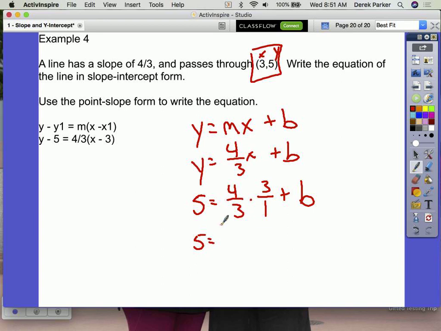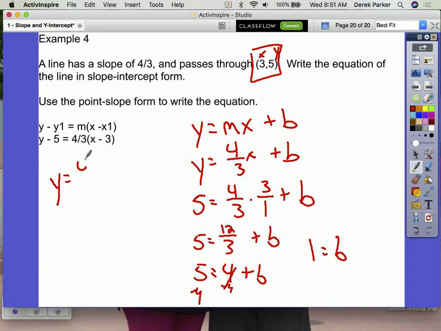3 times 4 is 12. 12 over 3 plus b. 5 equals 4 plus b. Subtract 4 from both sides. 1 equals b. So now I'm going to write my slope-intercept form. y equals 4/3 x plus 1. So my slope-intercept form equation for that problem is y equals 4/3 x plus 1.